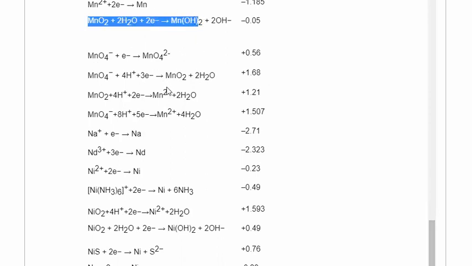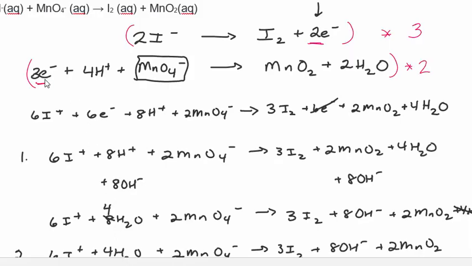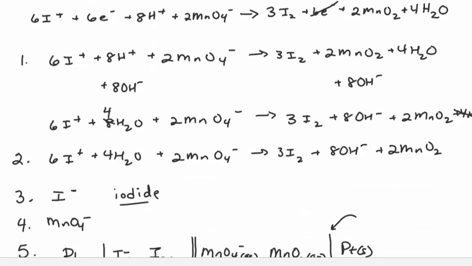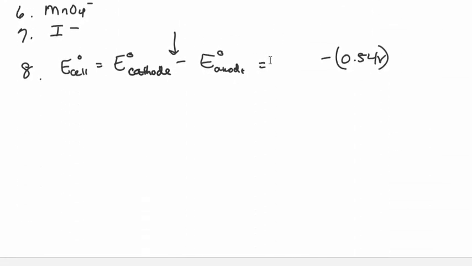What I'm looking for is this one. And you can double check your work as well with this half reaction. So we should have 4 hydrogen, 3 electrons, and that's what we have here. So that half reaction is a positive 1.68. So that number goes here. So the E0 of the cell is then a positive 1.14 volts.